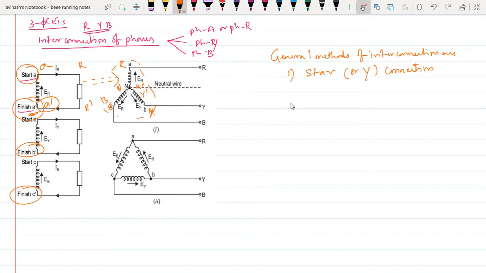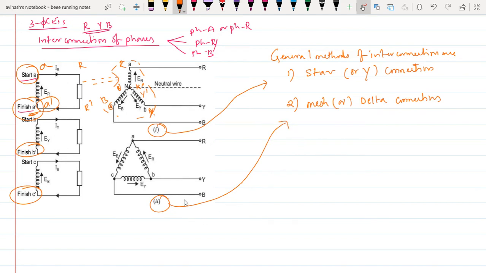The other type of connection is called mesh or delta. Mesh or delta connection. You can see in this figure, figure 1 is the star connection, whereas figure 2 is the delta connection. Remember the current directions, very important.